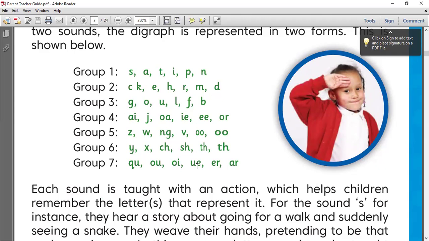Do complete learning of the manual. Then only we can give fruitful learning in the classroom. So this is all about day 2.